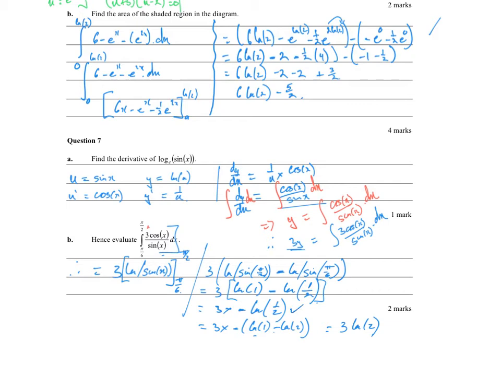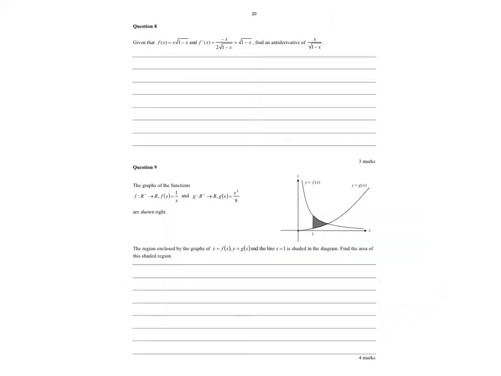That answer's fine, but just be aware that if you're asked to express it in the form a natural log b, where a and b are greater than 0, you've got to get into this form, don't you? Next one. All right, let's keep going.